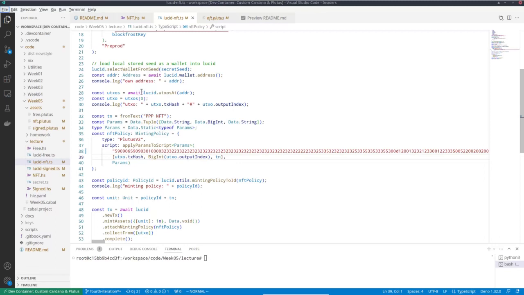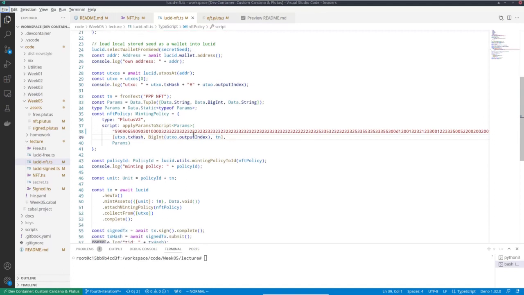So I use this Lucid function utxosAt, so given an address it returns me a promise of an array of UTXOs. So all the UTXOs sitting at a given address. So this will give me all the UTXOs in my wallet. And I just take the first one. It doesn't matter. And I lock this, define the token name.